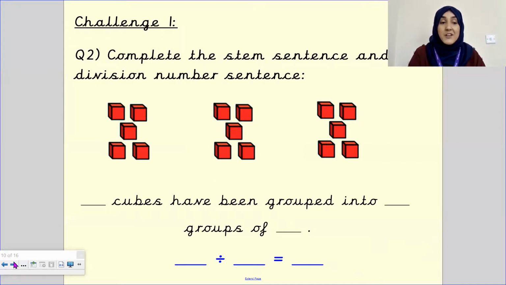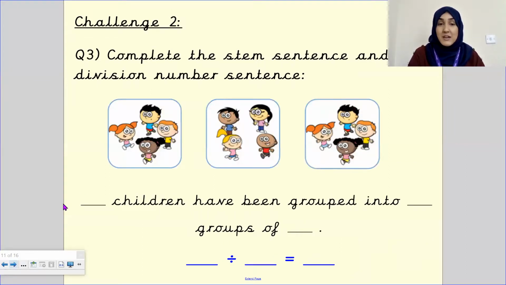Right, moving on to challenge 2, question number 3. It says complete the stem sentence and the division number sentence. So you are doing the exact same as challenge 1, but with different amount of groups and a different number in each group. So pause the video here. If you need help, please rewind back to challenge 1, question 1, where I've gone through the question with challenge 1 children. Okay?